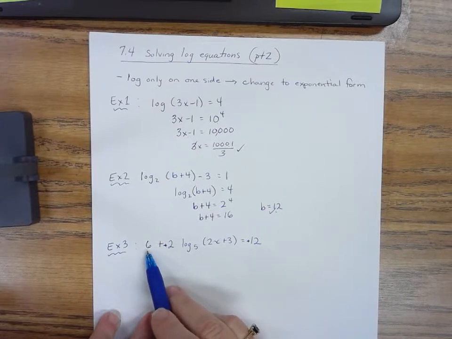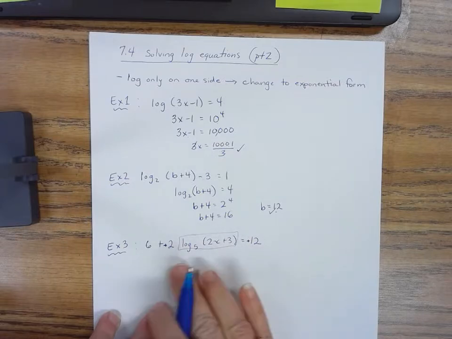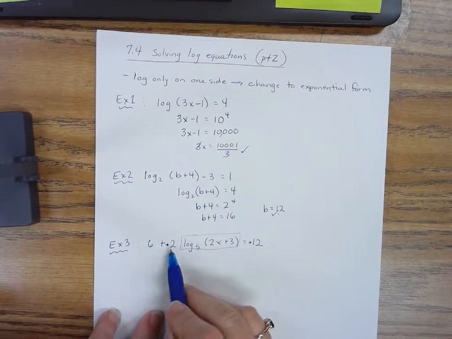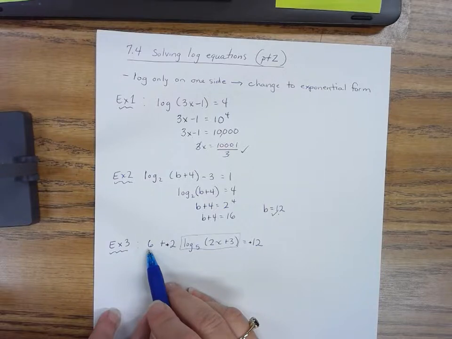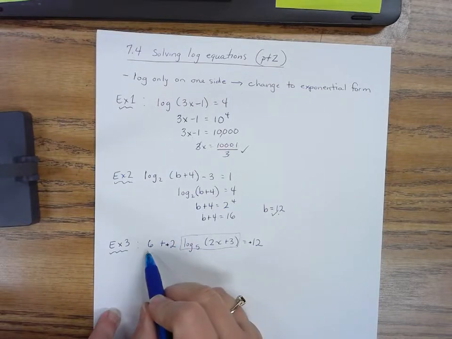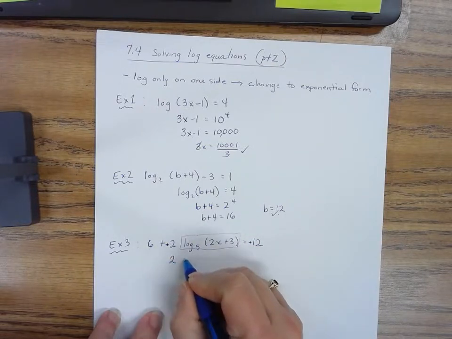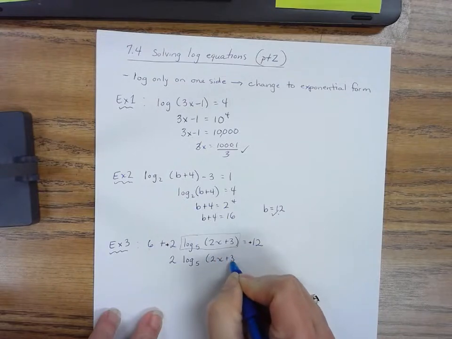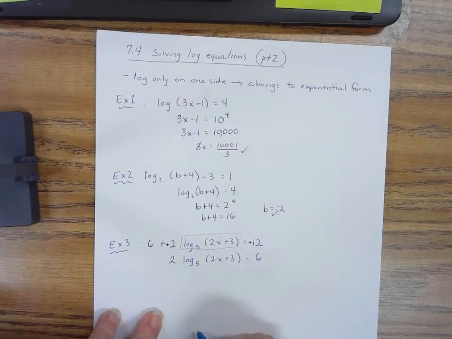Alright, so the first thing, we've got to isolate this. It's kind of like our unknown, which means we've got to get the 6 and the 2 over there, but the 2 is what's being multiplied, and the 6 is what's being added, so we start with moving the 6 first. So we're going to subtract 6 from both sides. Leaves me with 2 log base 5 of 2x plus 3. If I subtract 6 from both sides, this leaves me with 6.